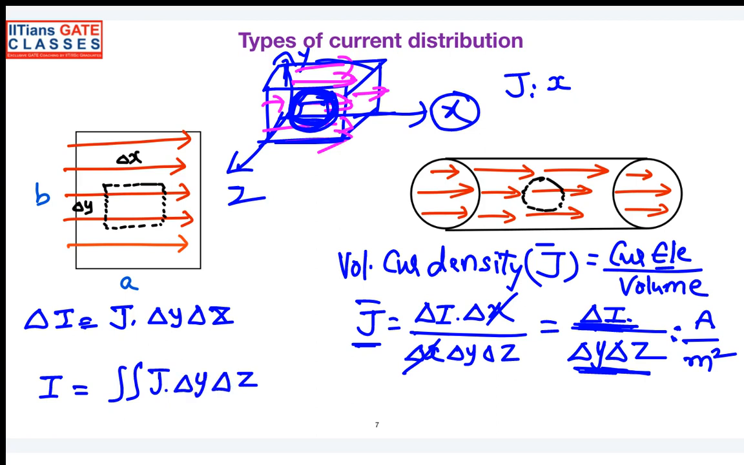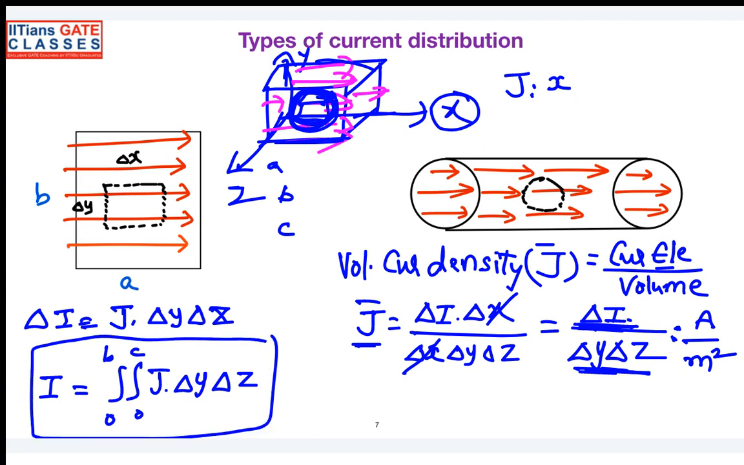So for the Y limits, if you say ABC is the units, A is the length, B is the width and C is the height, in that case you can say 0 to B and 0 to C. So this gives the total current enclosed by this full surface. Or in other words, the current can also be written as the double integral of J into surface area.